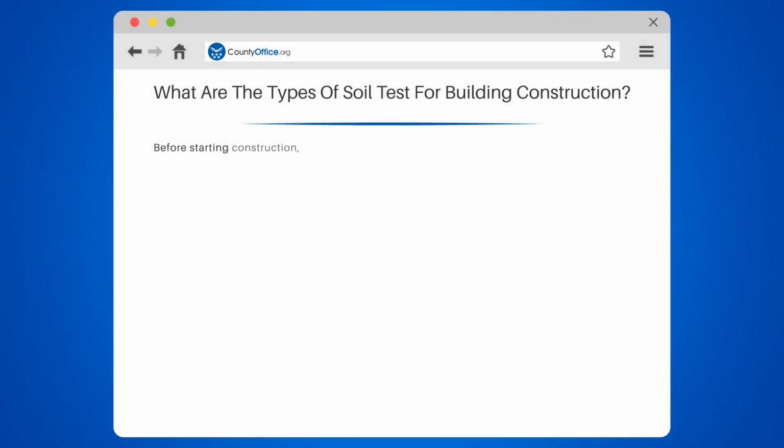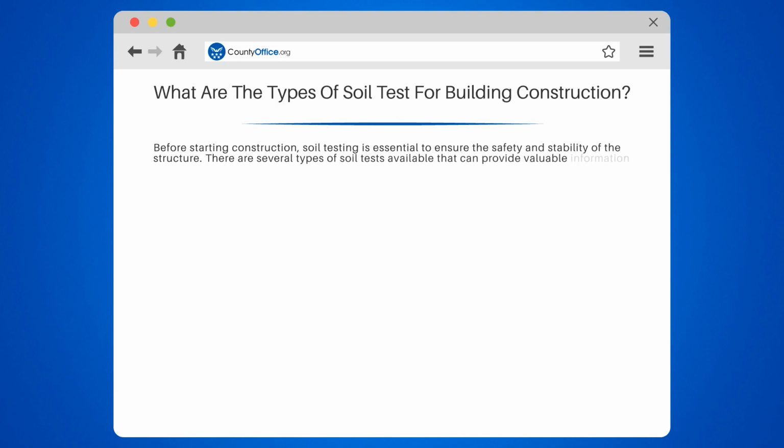What are the types of soil test for building construction? Before starting construction, soil testing is essential to ensure the safety and stability of the structure. There are several types of soil tests available that can provide valuable information about the soil's characteristics.